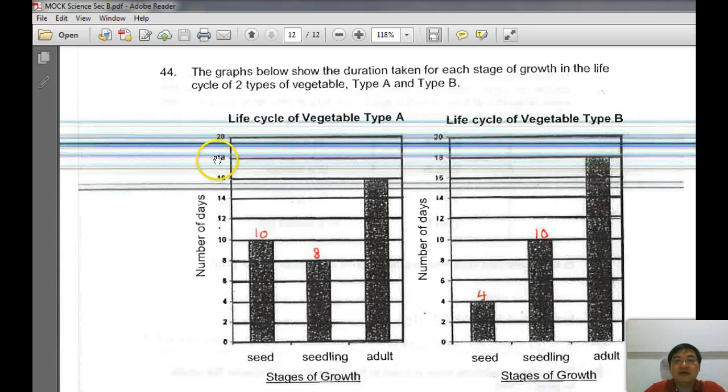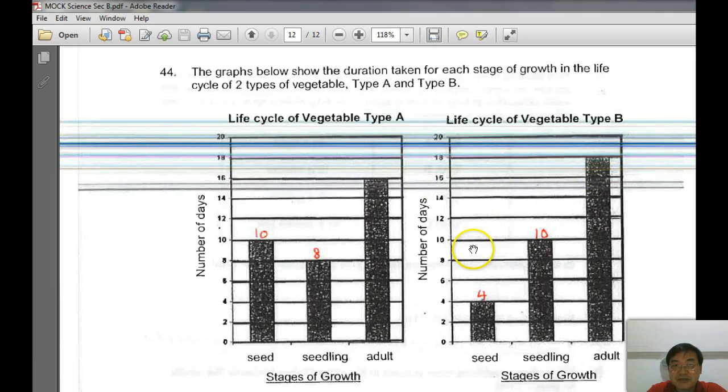Okay, now this graph over here, you have to really put the numbers down. Here says as a seed 10 days, as a seedling 8 days, over here 4 and 10 days. Now this is the adult stage, right? It means the plant leaves, okay, as an adult. For this case it is 16 days, and this is 19 days.